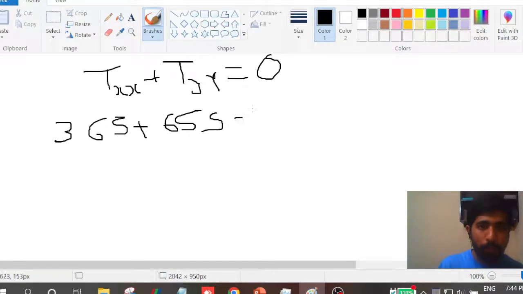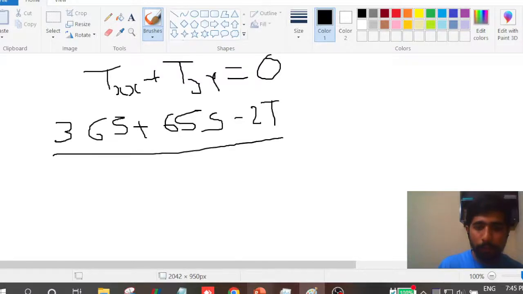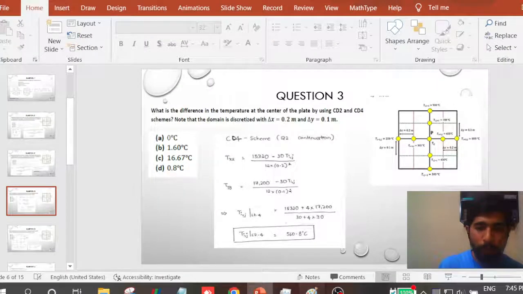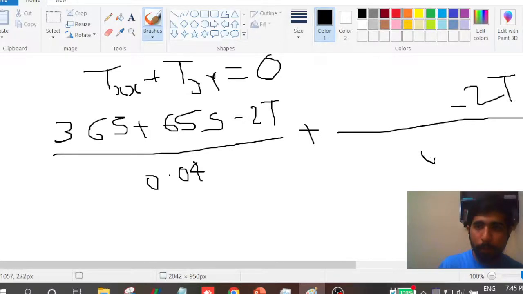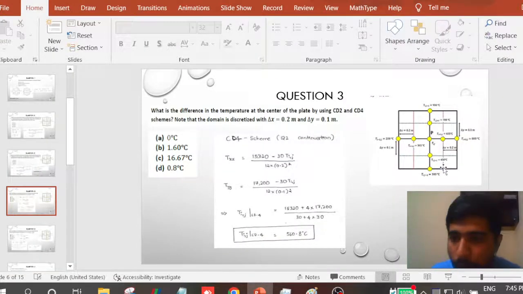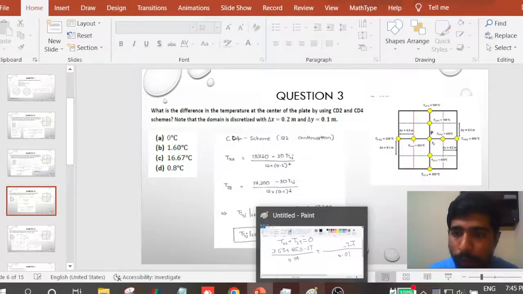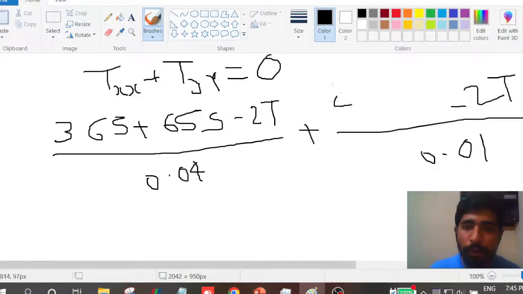Minus 2t divided by delta x square, 0.04. Similarly, you have to write minus 2t divided by 0.01 delta y. In the y direction, what do you have? You have 450 and you have 700. You just add those things, 450 and 700, and equate it to 0.